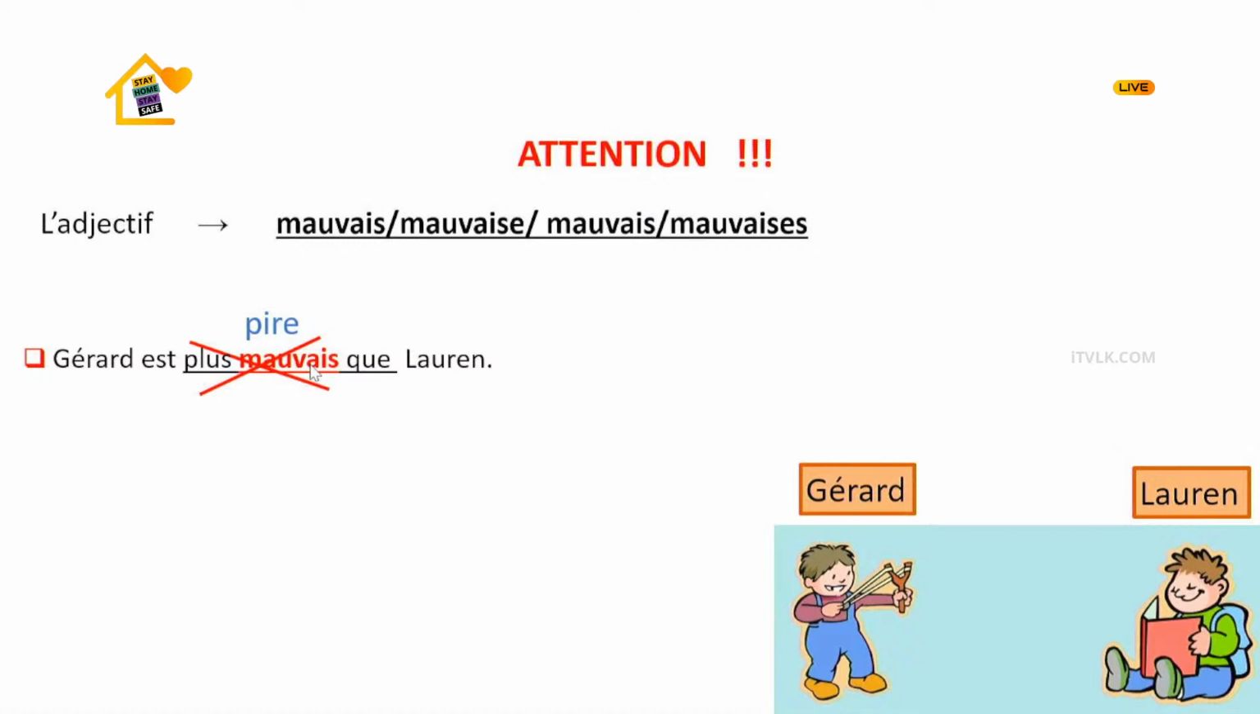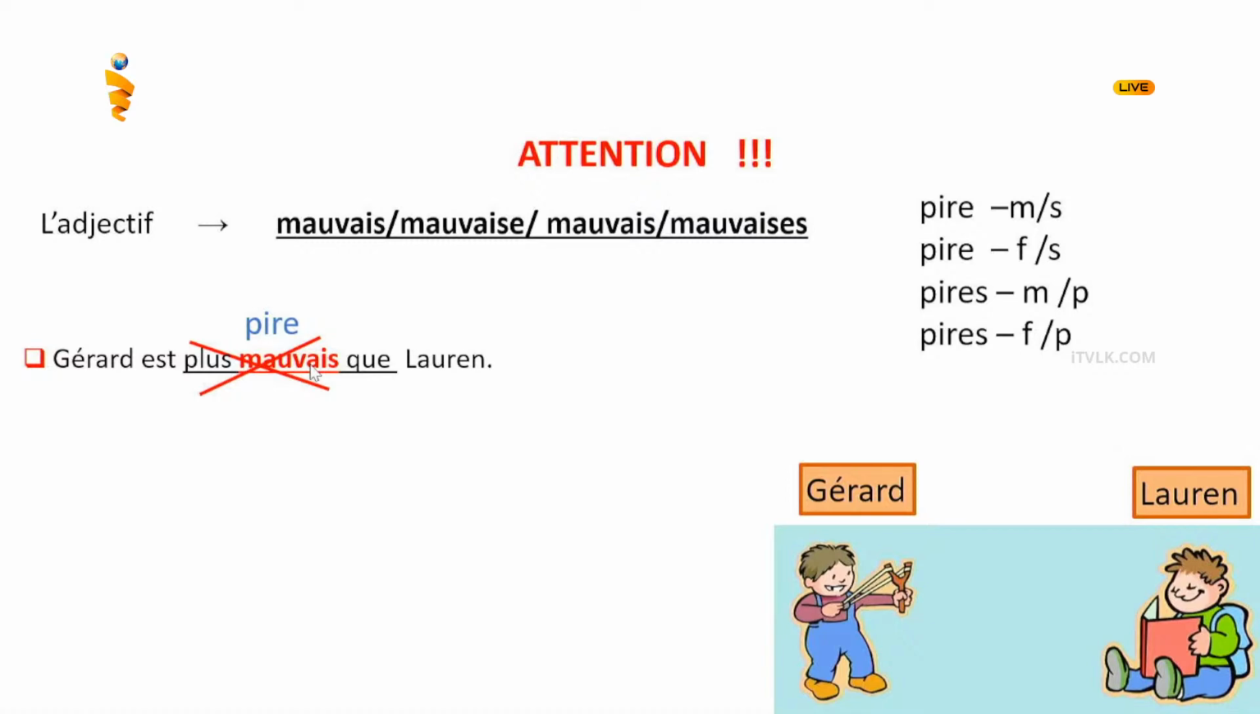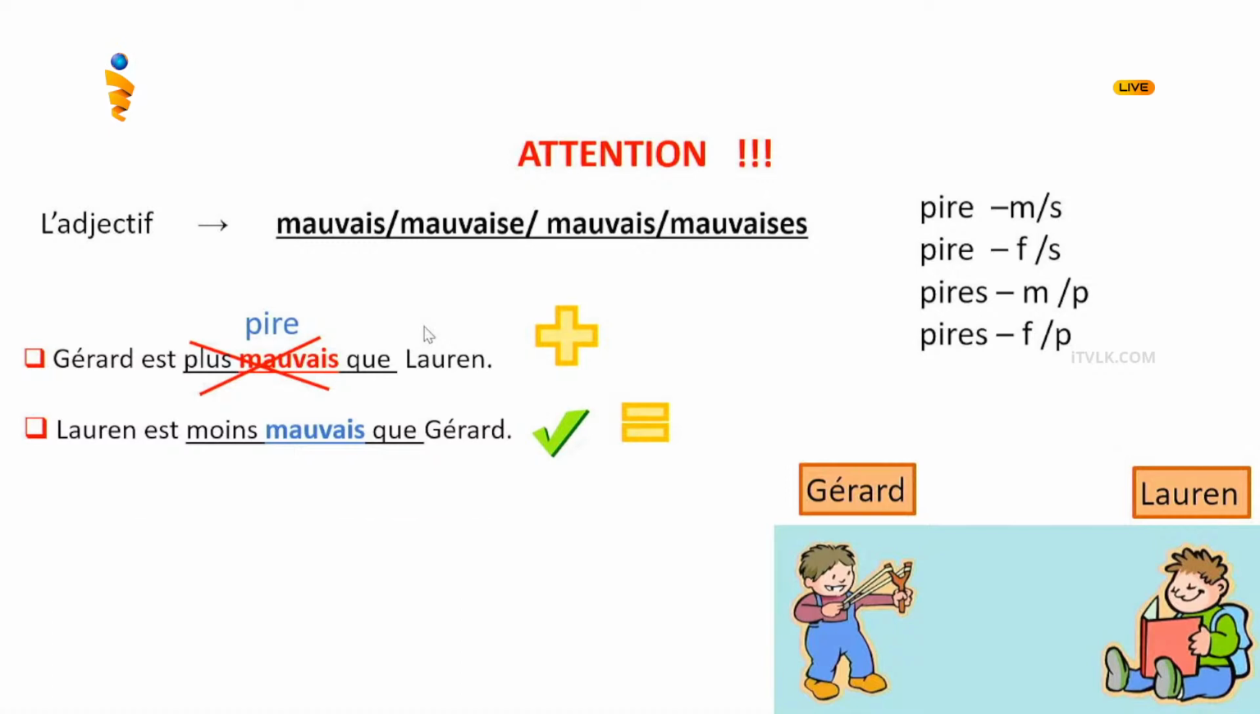Even that is an adjective. So even there, pire, you have four forms: masculine singular, feminine singular, masculine plural, and feminine plural. Okay. So that is the second exception we have to remember. Plus mauvais becomes pire. See, so the other sentence, Laurent est moins mauvais que Gerard. So there is no problem. You can use moins mauvais.